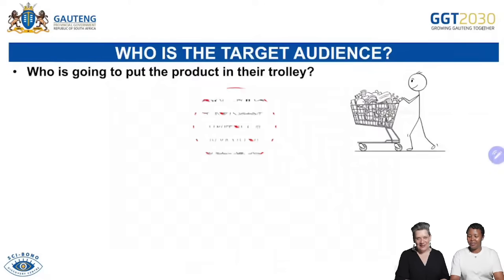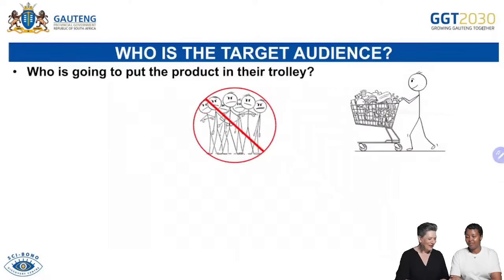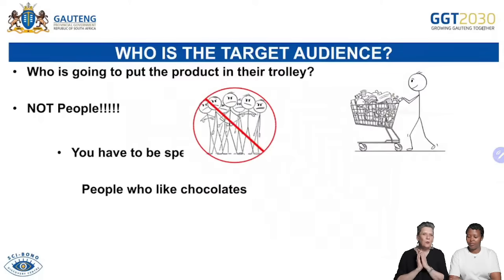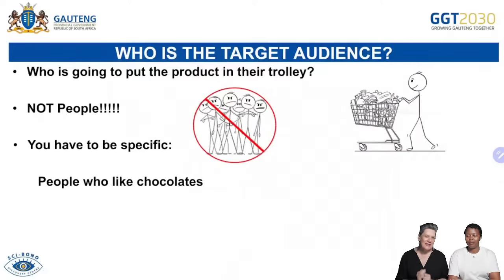So, who's the target audience? I'd love to ask this question. Now, the thing is, who's going to buy this product? Who's going to put this product into their trolley? Now, please be careful. Never can you say people. Never. It's way too vague. Be very specific. Start your answer with people who, like chocolates or school shoes, or women who are pregnant. That will be for a previous one, but be very specific.